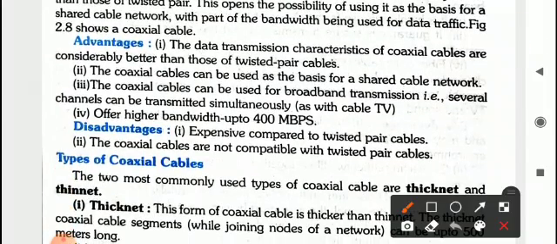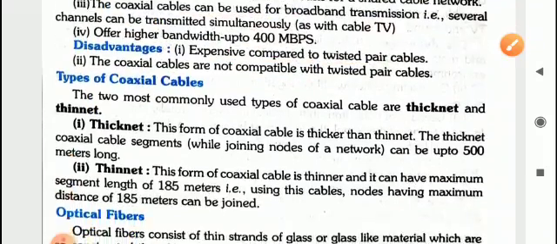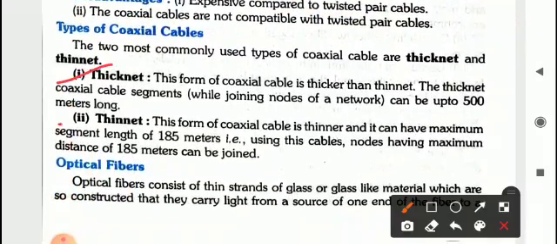Advantages are that data transmission characteristics of coaxial cable are considerably better than twisted pair cable. It can be used as the basis to share cable network. Coaxial cables can be used for broadband transmission, that is several channels can be transmitted simultaneously, and it offers higher bandwidth up to 400 Mbps. Okay, and disadvantages are what? Expensive compared to twisted pair cable, and they are not compatible with twisted pair cable. Types of coaxial cable are thicknet and thinnet.